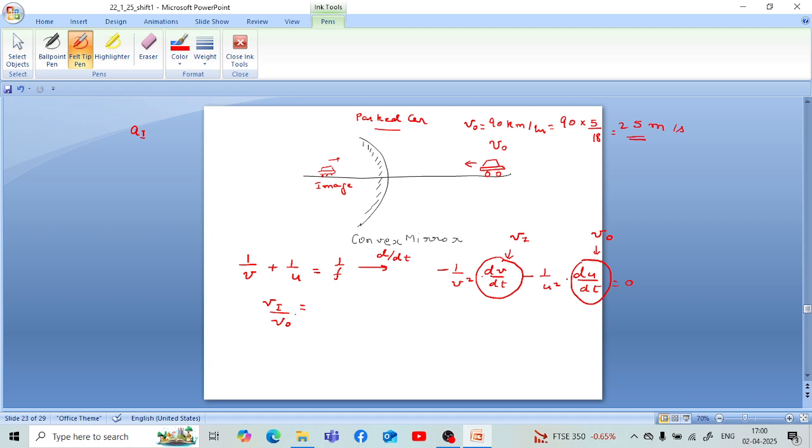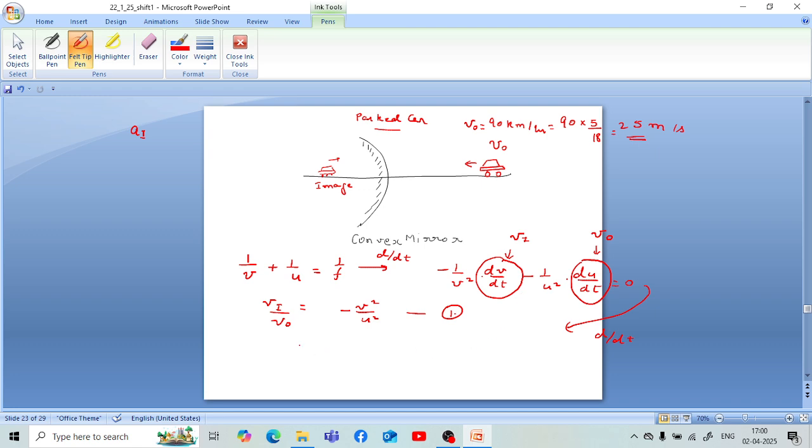Now v_i over v_o becomes -v²/u². This is the basic formula which you have to remember in such kind of problems. Now from the expression at this stage, we can differentiate it again to find out the acceleration, because acceleration is basically the rate of change of velocity. So to calculate the acceleration, we have to differentiate this equation again.